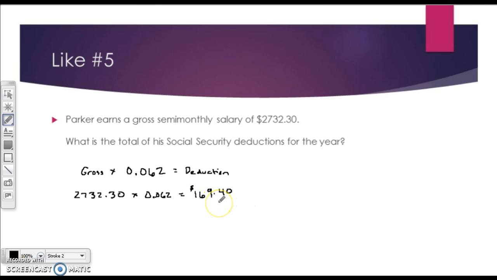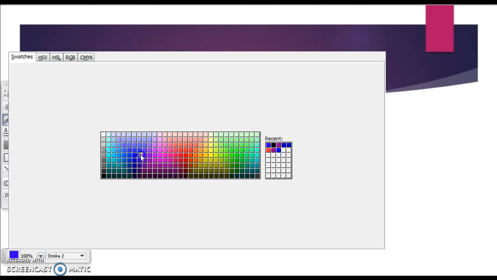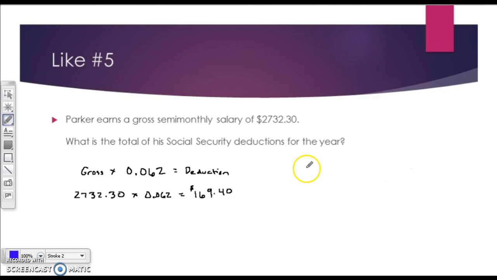All right, now I have to find out how much they take out per year. And to do that, I'm going to say deductions times the number of paychecks equals the annual deduction. Okay, so here the deduction was $169.40.